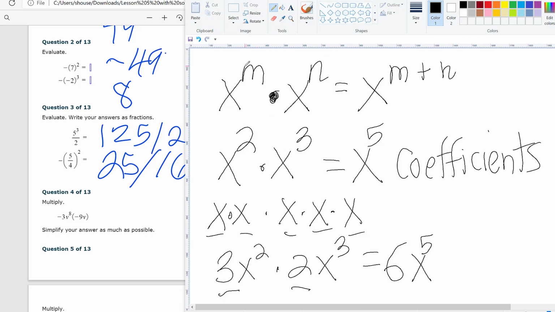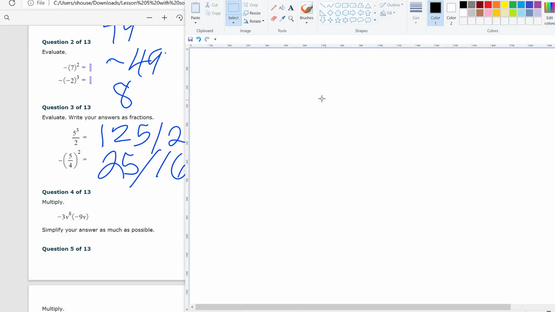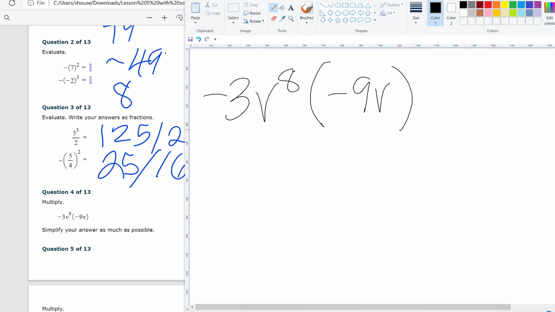So this will help us to do number 4. Number 4 says -3v to the 8th, parentheses, -9v. Well, that means multiply. When you have no symbols in between, no add, subtract, multiply, or divide, and you have parentheses, that means to multiply. So I've got a negative times a negative, which is going to be a positive 27. I've got 8 v's multiplied here, 1 more v multiplied here, so we add 8 and 1 to get v to the 9th.